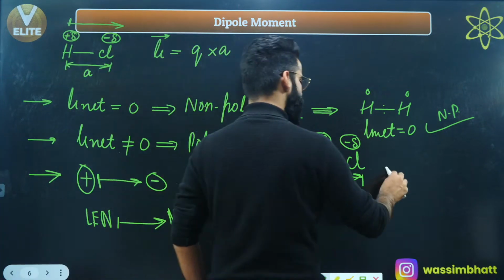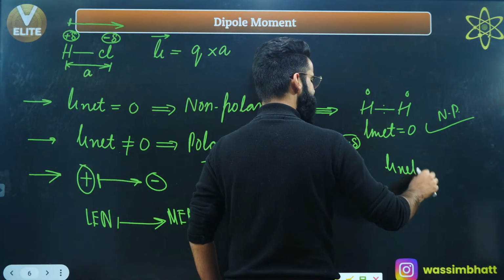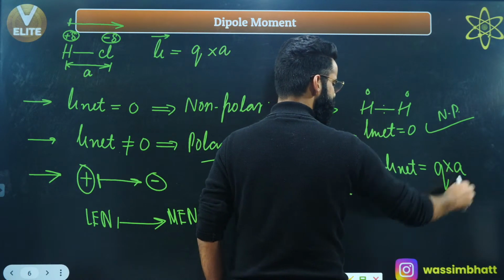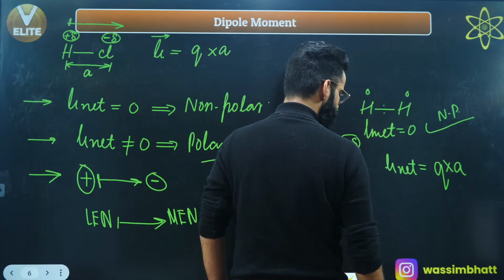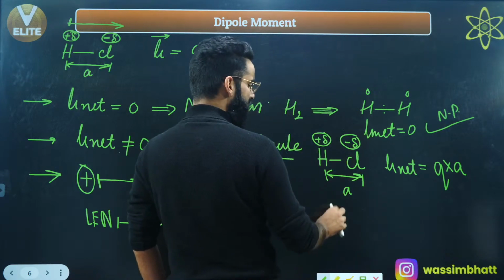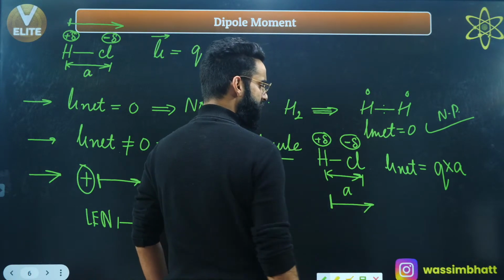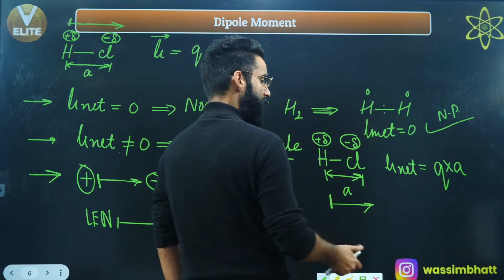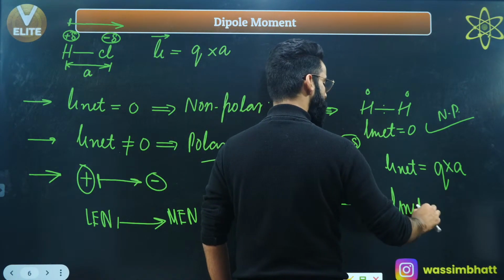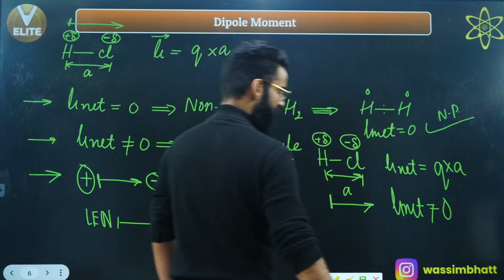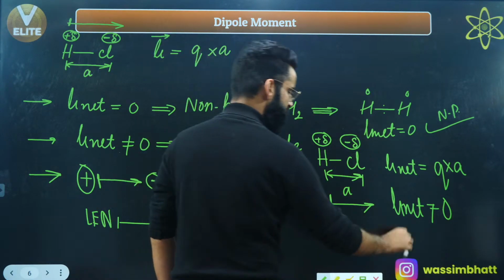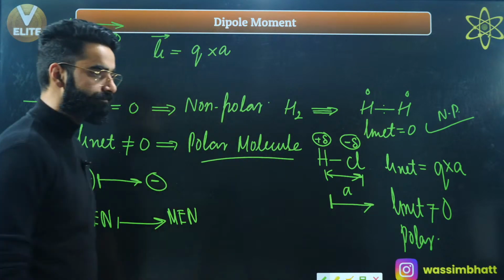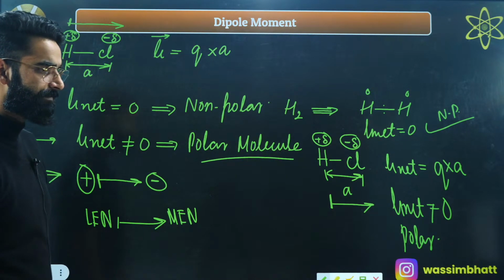Its dipole moment is simply going to be equal to the charge present on any one of them multiplied by distance, right? So if it is a dipole, the direction of dipole moment is going to be from positive to negative. So can I say this molecule has some net dipole moment? Absolutely. So the net dipole moment of this molecule is non-zero. If the net dipole moment of this molecule is non-zero, absolutely it's going to be a polar molecule, right? Yes.